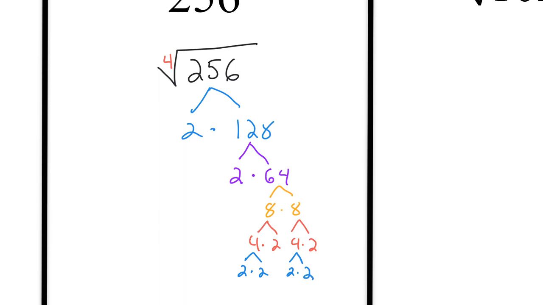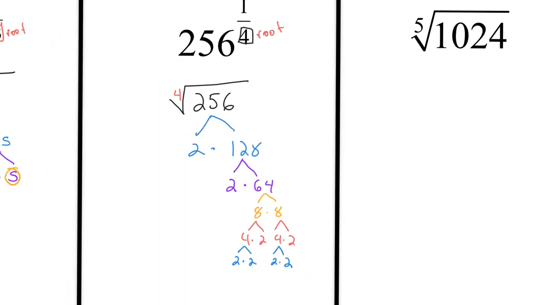Now, remember that we are looking for groups. Let me just zoom out so you can see groups of 4, because we had the fourth root. So I'm going to start making my groups. I'm going to start with the 2 here. 1, 2, 3, 4. So that means that I can put a number 2 outside of the radical. So let me just put the radical here. There's the fourth root. There's the 2 outside.